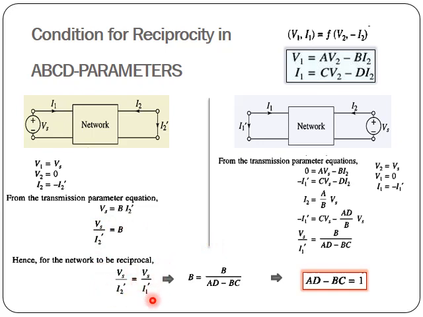Now as per the reciprocity theorem, these two values, that is Vs upon I2 dash, should be equal to Vs upon I1 dash in the two different networks. So this gives the condition for reciprocity in terms of ABCD parameters as AD minus BC equals 1. So again, if we have a two-port network and we need to find whether the network is reciprocal or not, and we have the ABCD or the transmission parameters, we can simply check this equation, and if this equation is fulfilled, then the network is reciprocal.